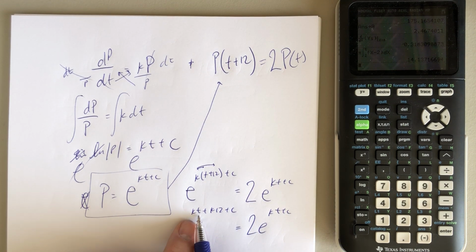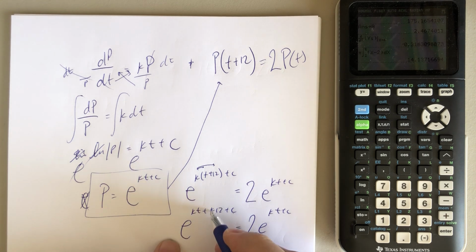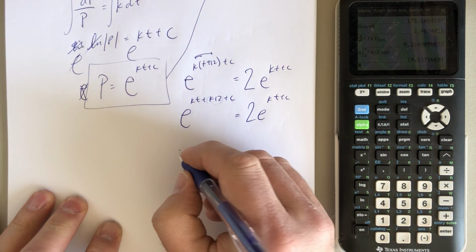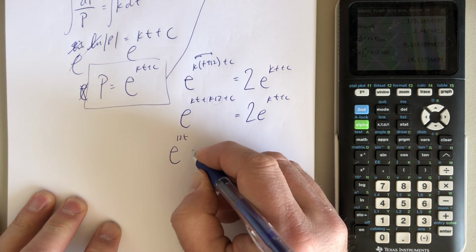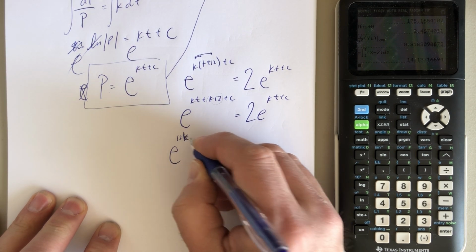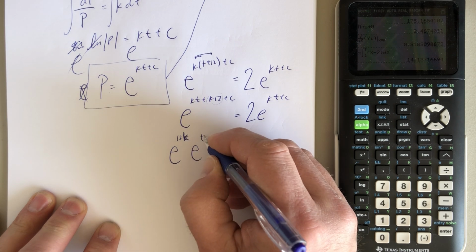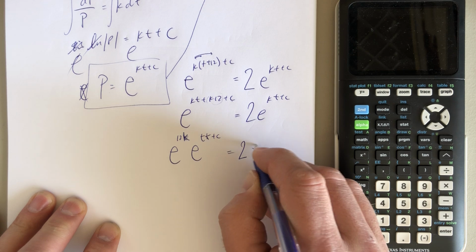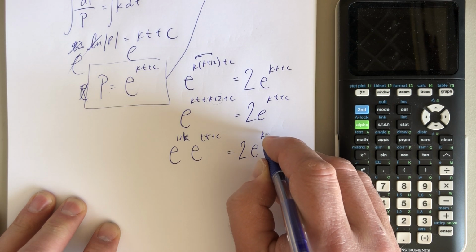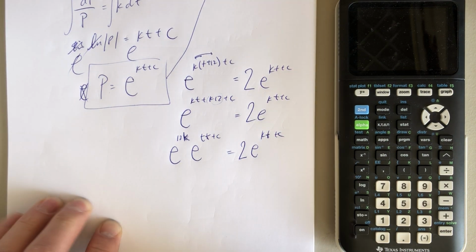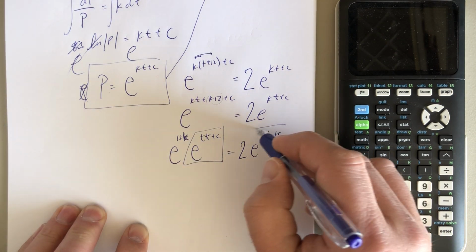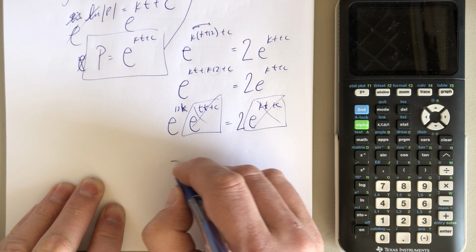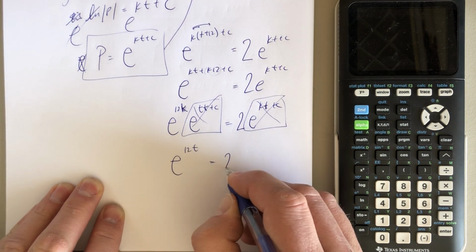Now look at how this kt plus c, they're both there, but this one's not on the right-hand side. So I'm going to take that part out right there. So e to the 12k, let's just call it 12k, and then there's e to the kt plus c, and then there's the 2 here, and the kt plus c as well. So this part I'm going to divide out, and it goes away. So I have e to the 12k equals 2.